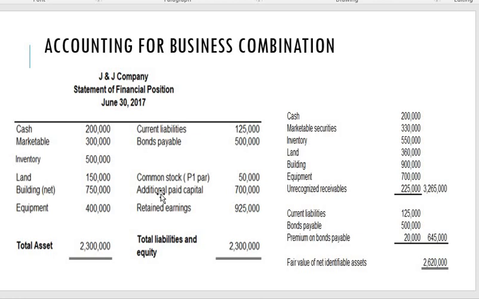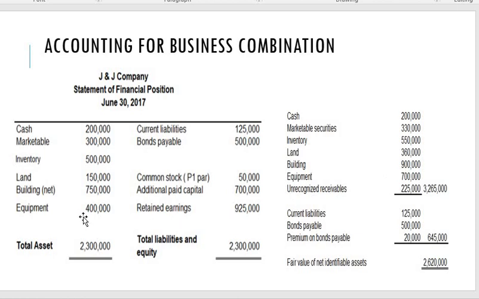Okay, it is noted that there are assets and liabilities whose book value and fair value differ. Say for example, our cash is fairly valued, so the book value and fair value are equal. Our marketable securities have a book value of 300 but a fair value of 330,000. Therefore, the marketable securities are undervalued by 30,000. Our inventory has a book value of 500,000 whereas the fair value is 550,000. Therefore, it is undervalued by 50,000. Our land has a book value of 150,000 but its fair value is 360,000. Therefore, it is undervalued by 210,000.